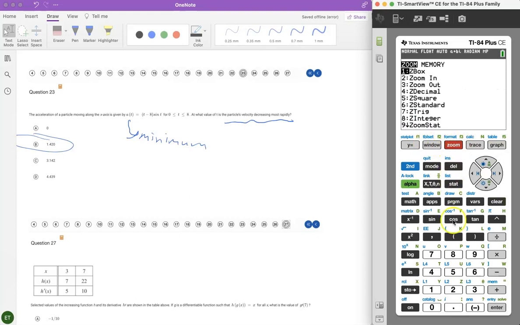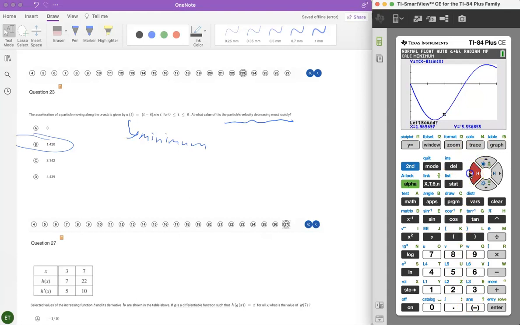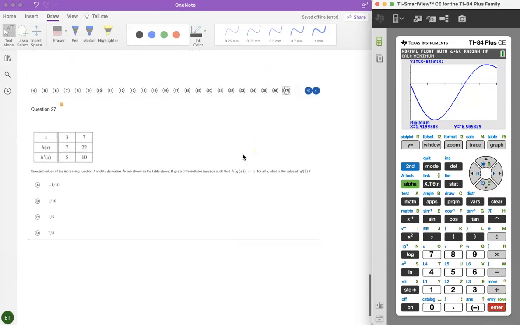Graph it. I might want to do zoom fit. Let's see if that looks any better. Okay, nice. See what the window is. Well, again, right away you could maybe think it's going to be 1.42 because that's the only answer that looks reasonable. Second calc, if you want to find the minimum, it's the third option. You just go to the left with the arrows, enter, right, enter, and it'll say guess. You could just go near it and then press enter. You got the same answer. Okay, not bad on that one.